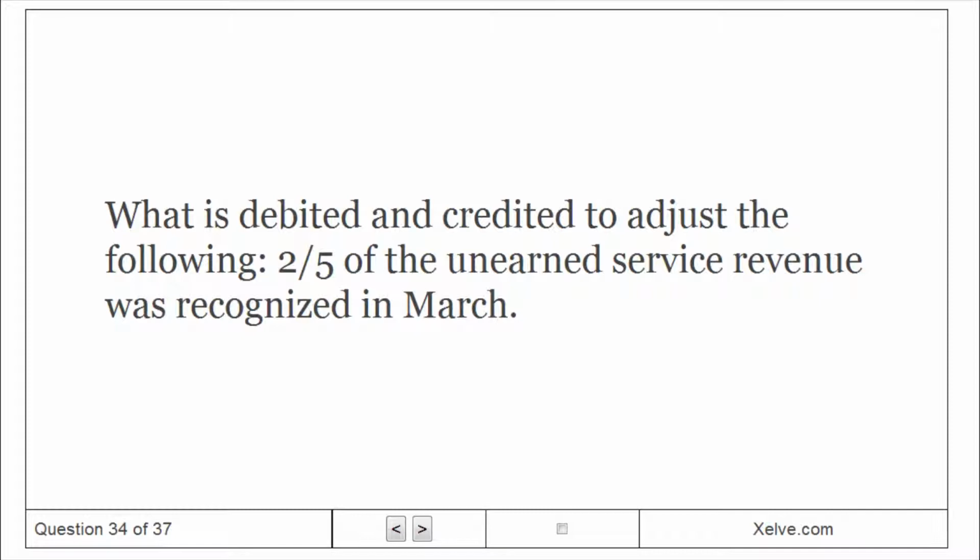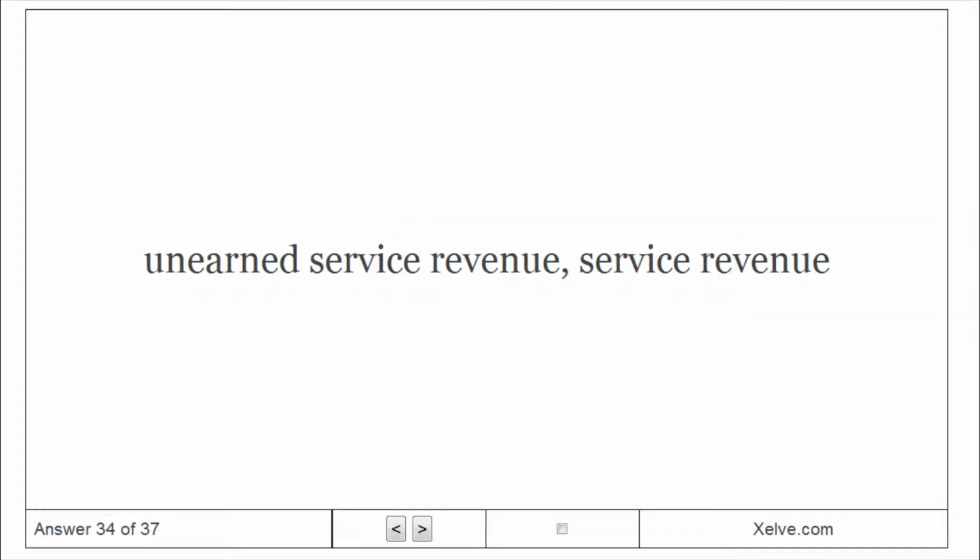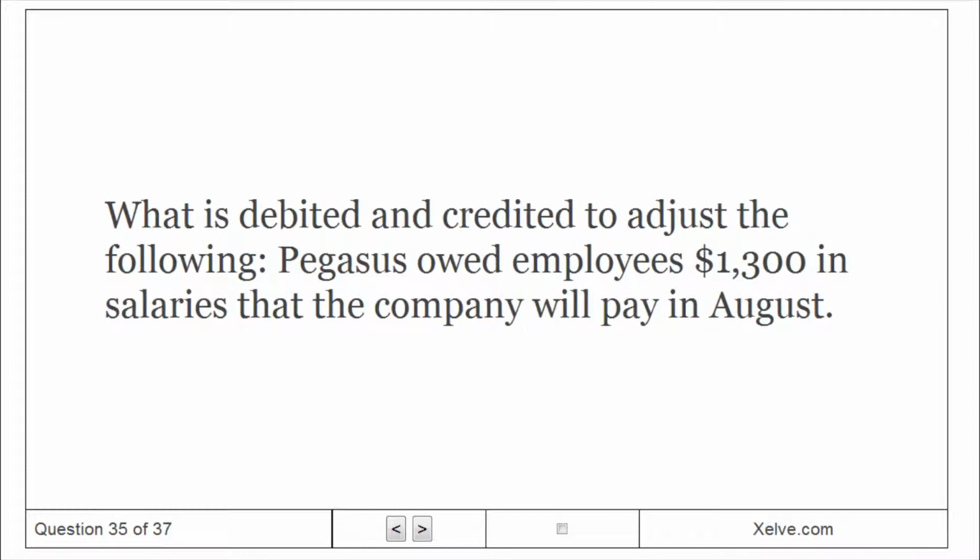What is debited and credited to adjust the following? 2/5 of the unearned service revenue was recognized in March. Unearned service revenue, service revenue.